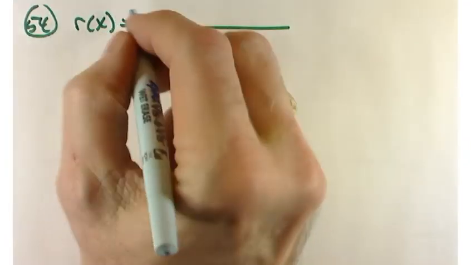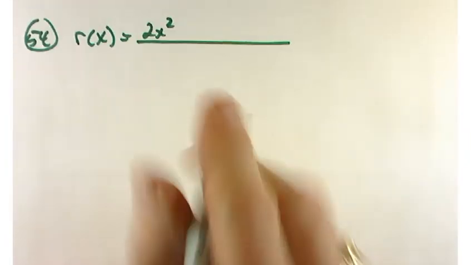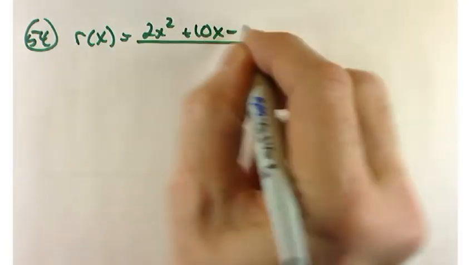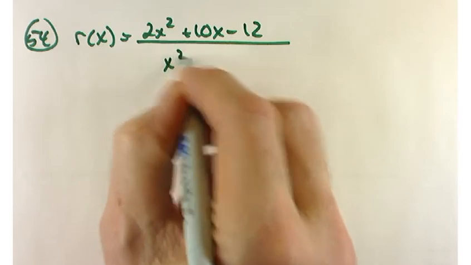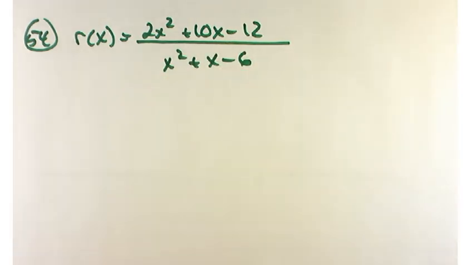All right, as promised, problem number 54. R of x is 2x squared plus 10x minus 12 over x squared plus x minus 6. Okay. Let's see what things we can figure out about this.